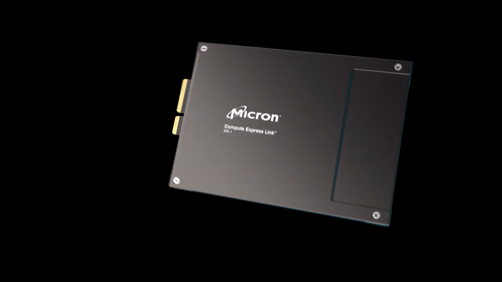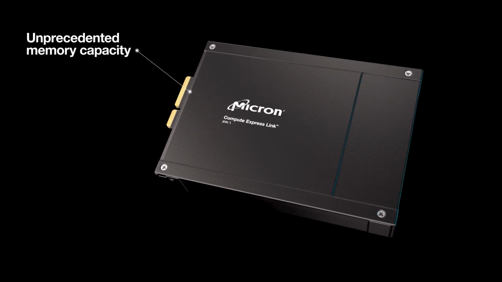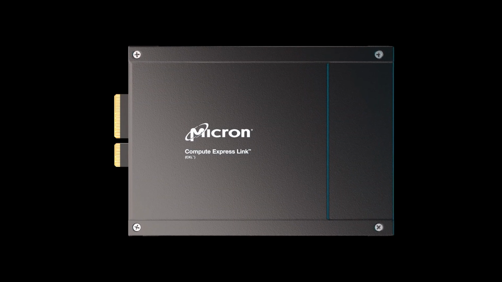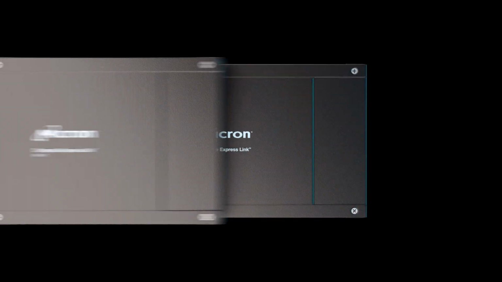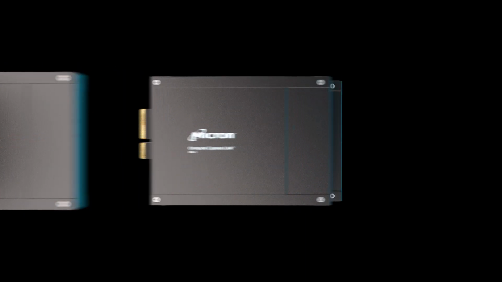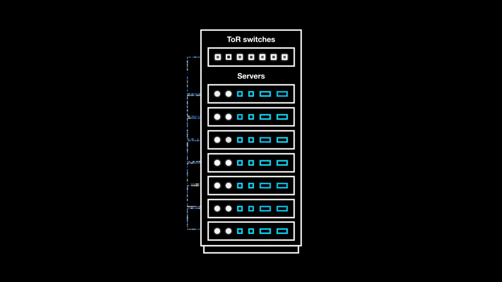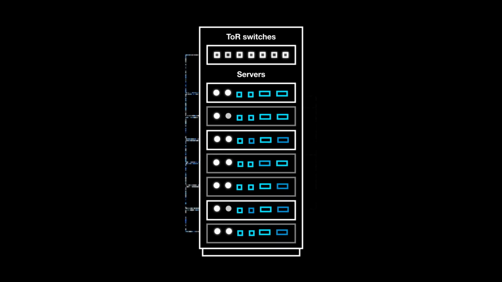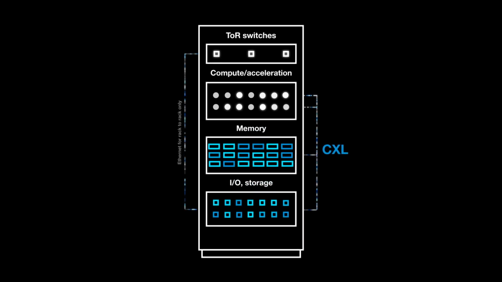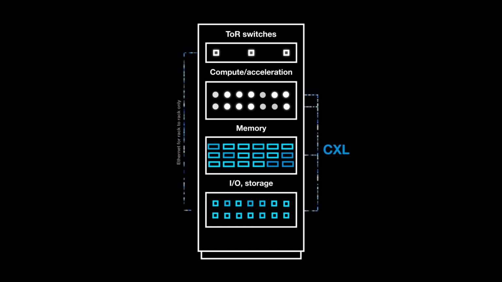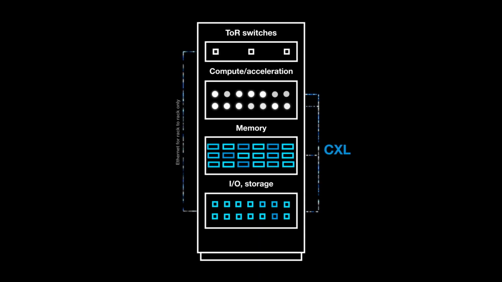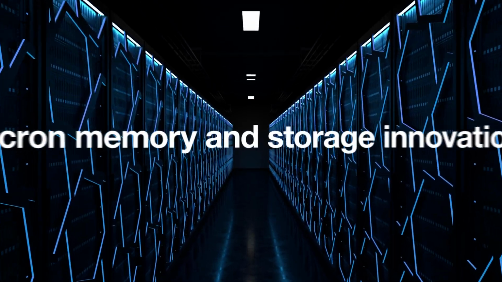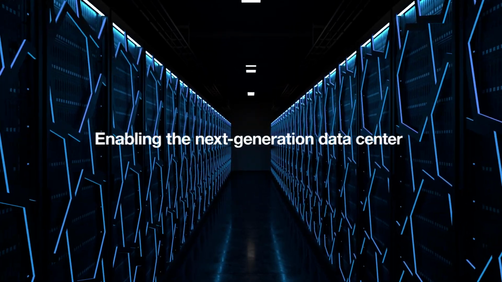analytics, achieving unprecedented memory capacity and low latency for server architectures, and delivering unmatched performance and flexibility for today's data-centric workloads and applications. CXL extends flexibility for disaggregation of compute and devices at the rack, enabling composable servers and device pooling that can better meet dynamic modern application and workload demands. Micron memory and storage innovation is enabling the next generation data center.